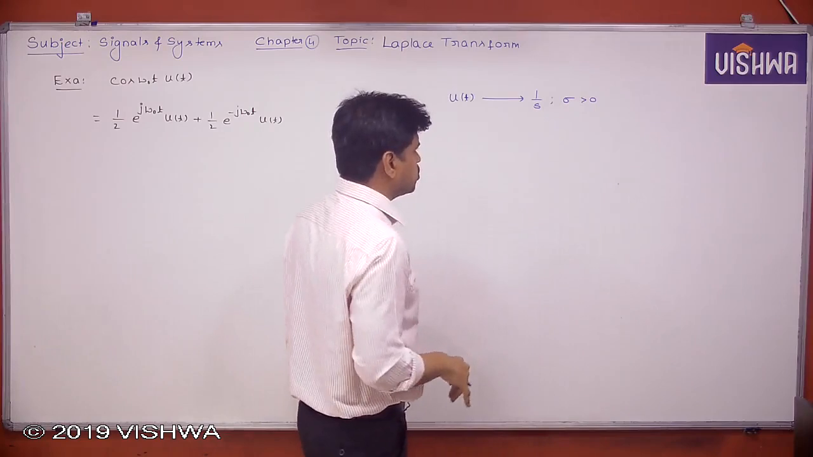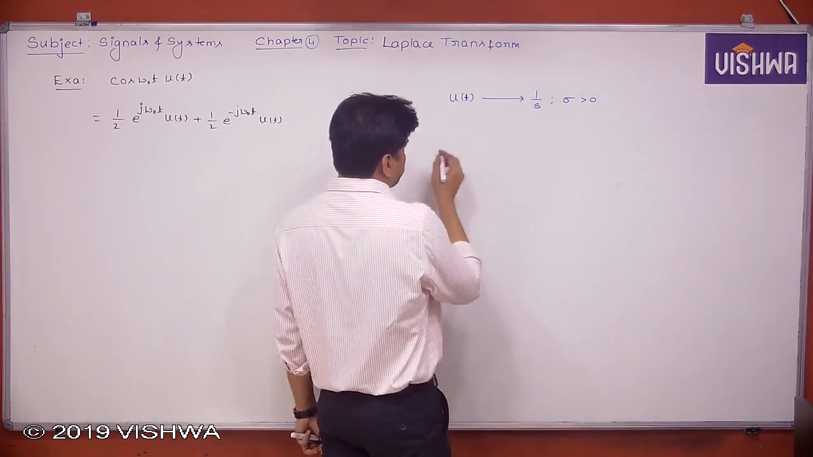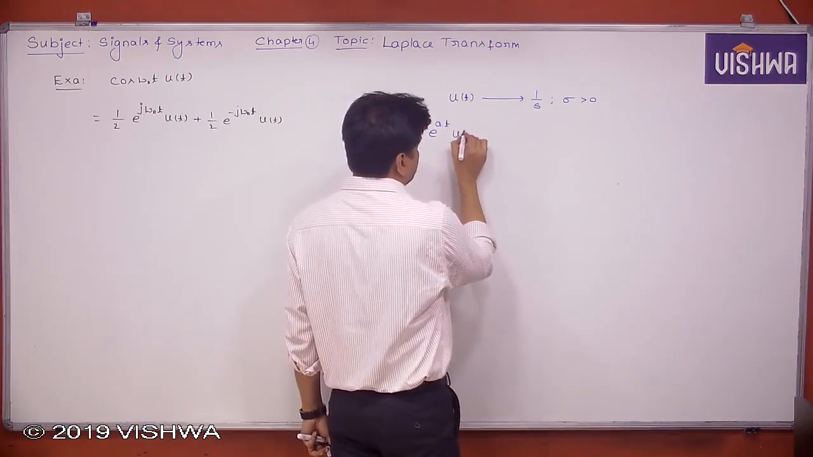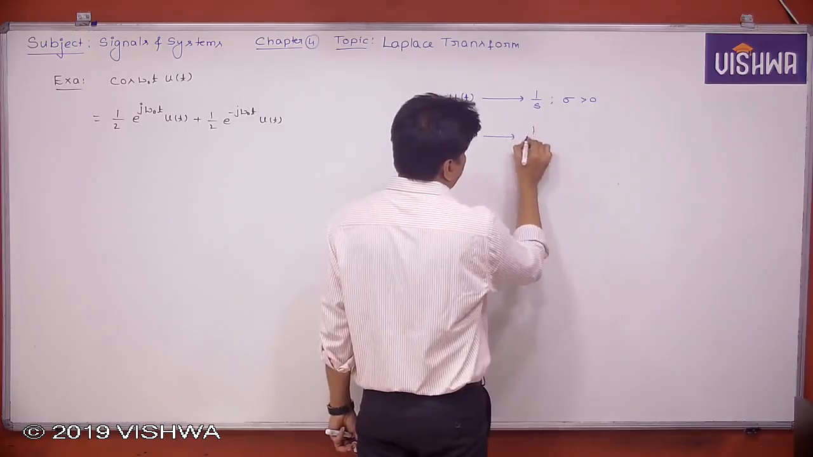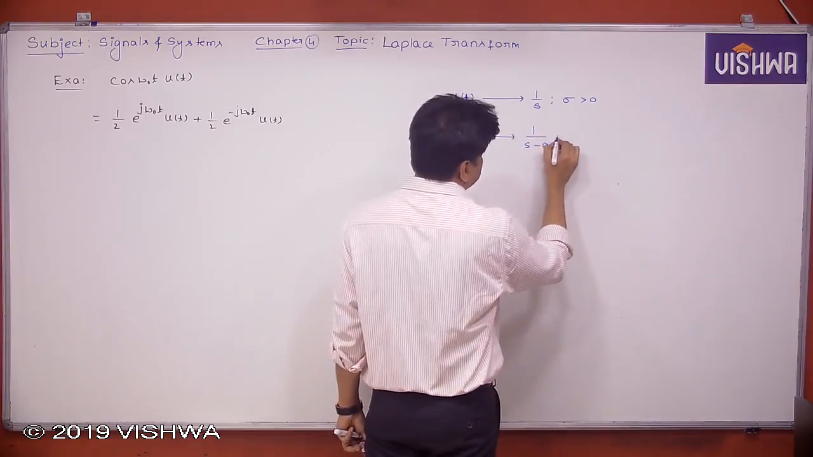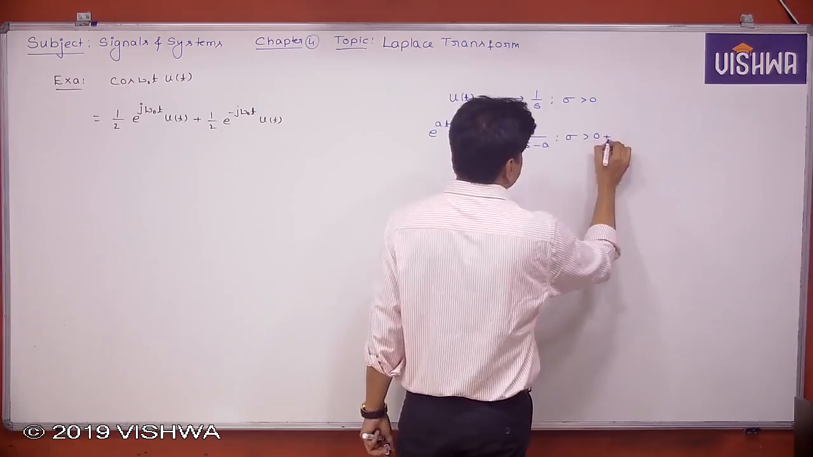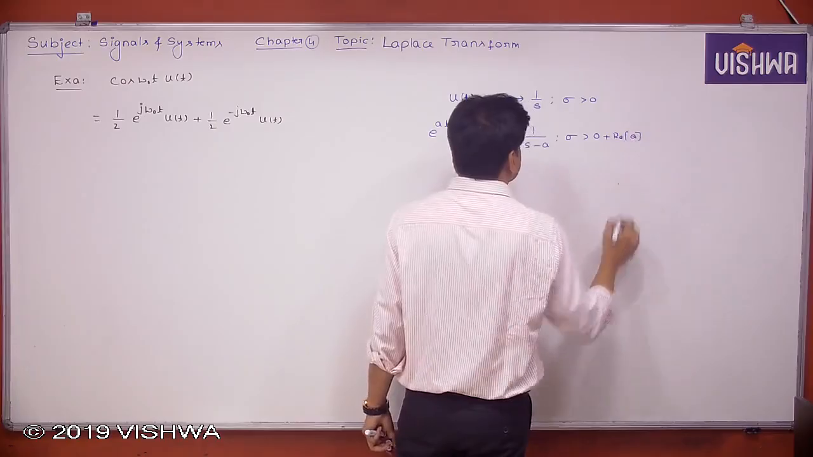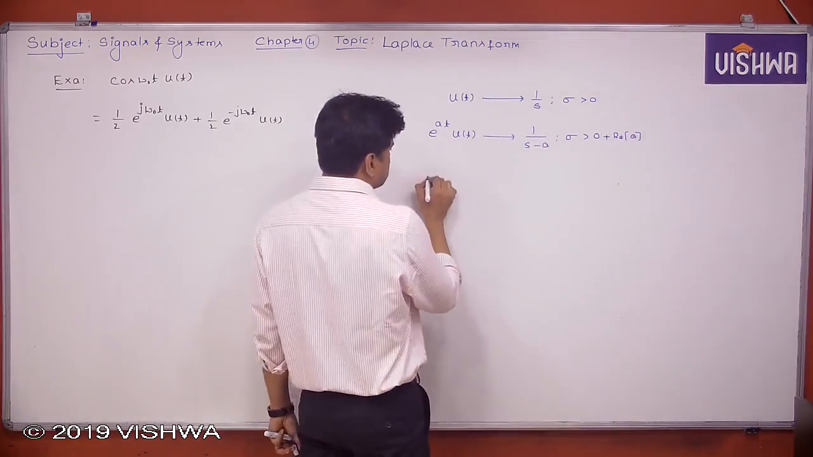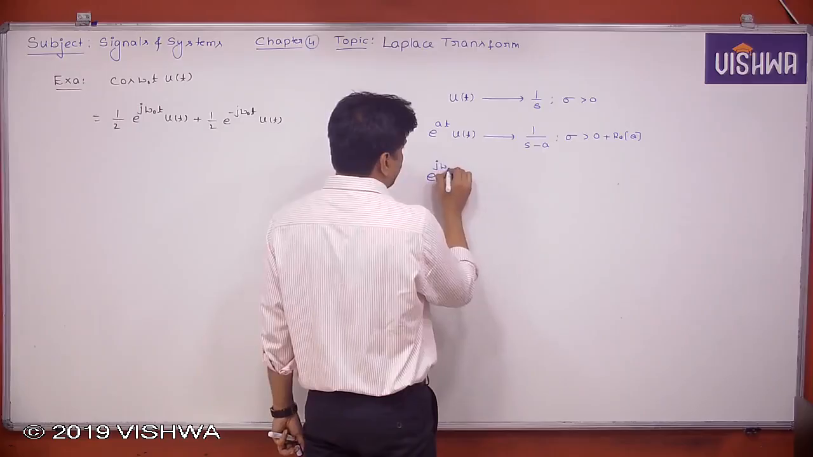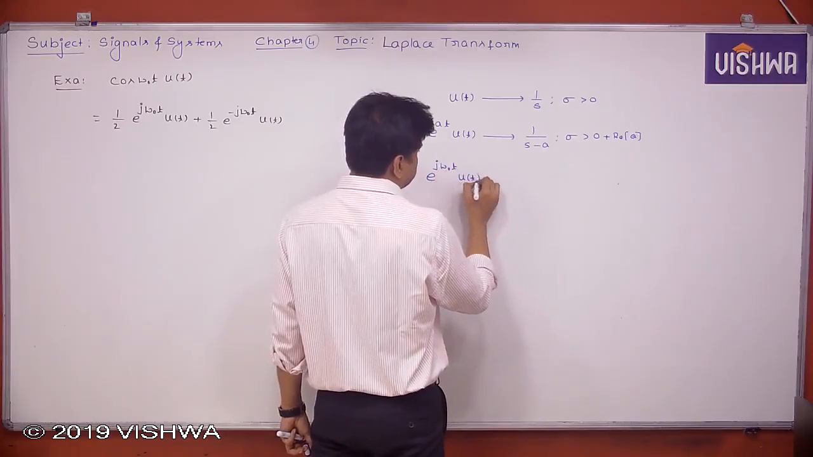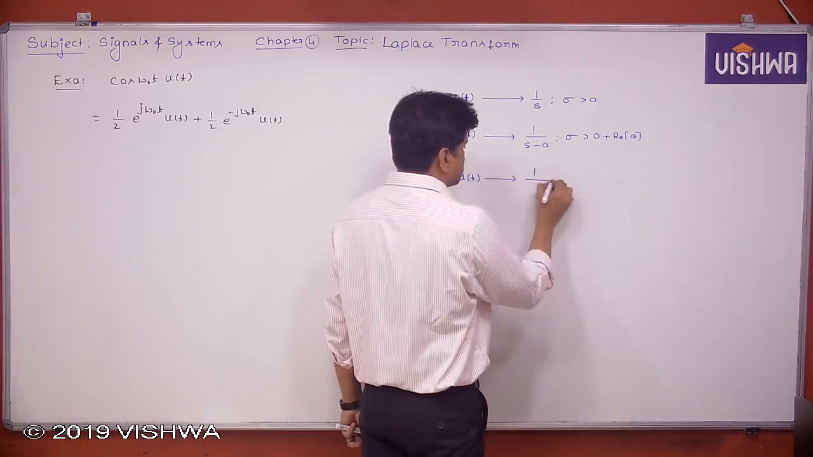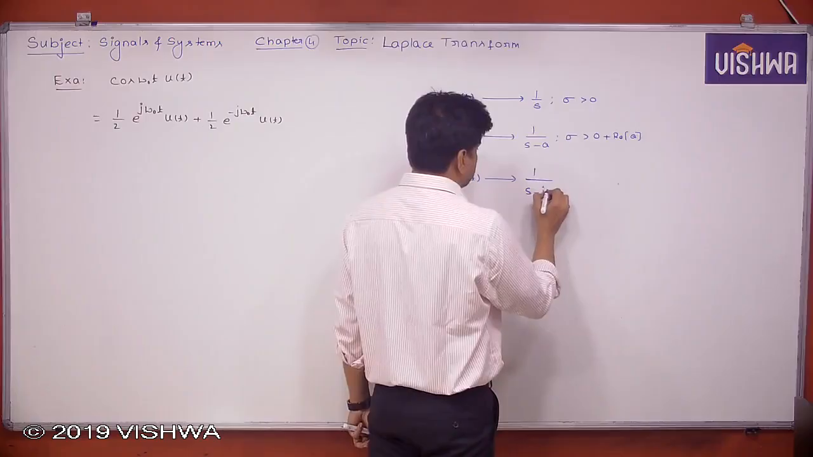Okay, everybody knows it. If I multiply this with e power at u of t, then we have to replace s with s minus a, and the ROC is sigma greater than 0 plus real part of a. So that's what it is. Suppose e power j omega naught t u of t is there. What is the Laplace transform? S is replaced with s minus j omega naught.